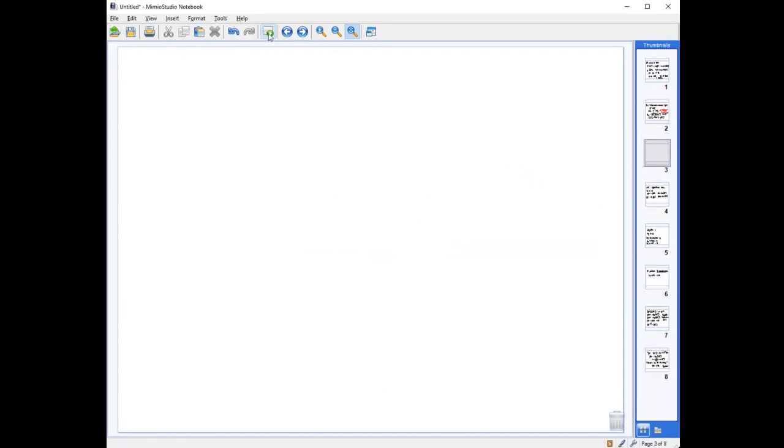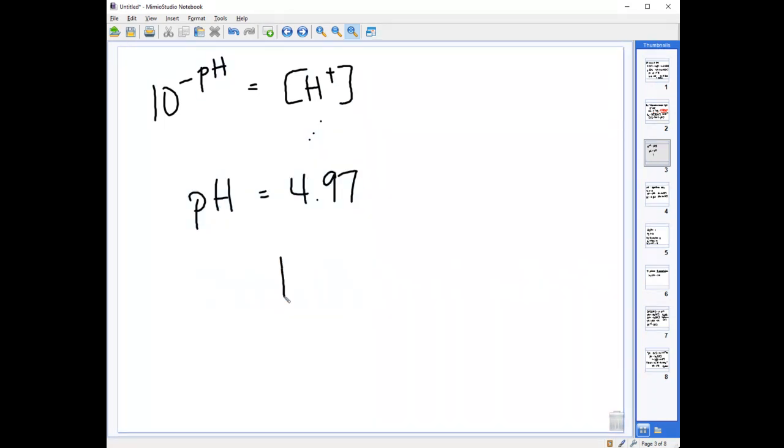Now, the next thing that's here is what we refer to as the antilog. And this is that other formula that I wrote there for you. 10 to the negative pH is equal to the hydrogen ion concentration. So this is what we refer to as the antilog. So if we have the pH equal to 4.97, I'm going to say 10 to the negative 4.97 power.